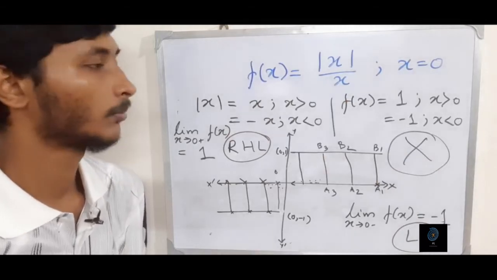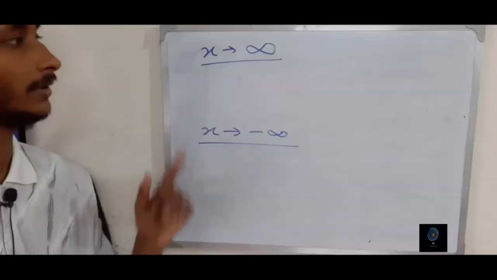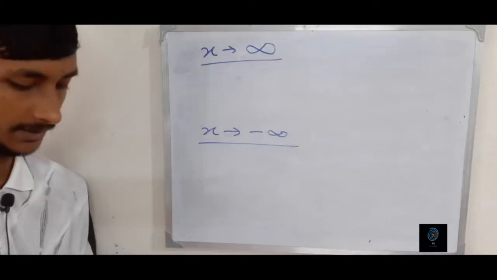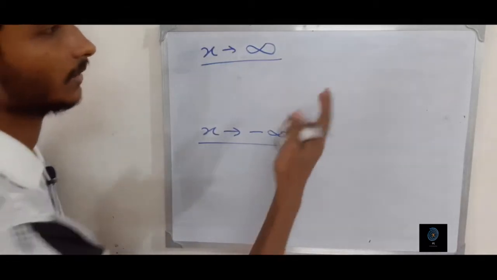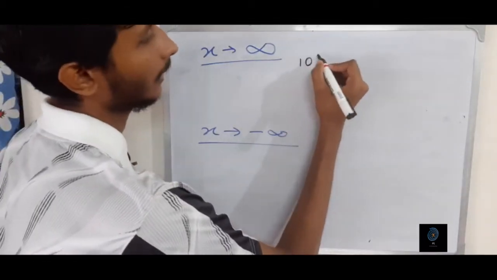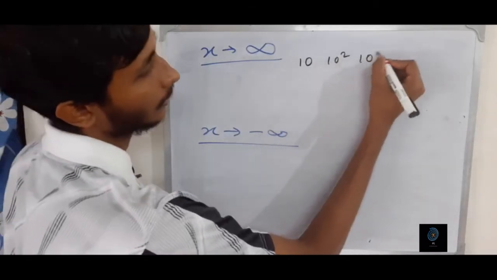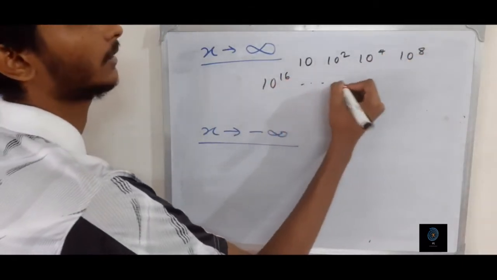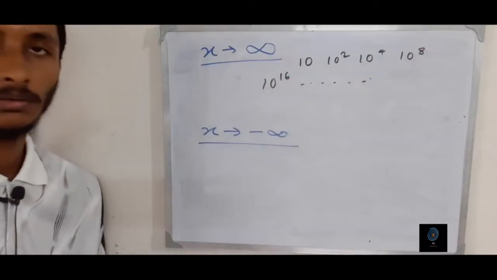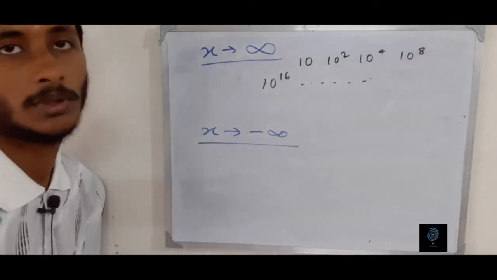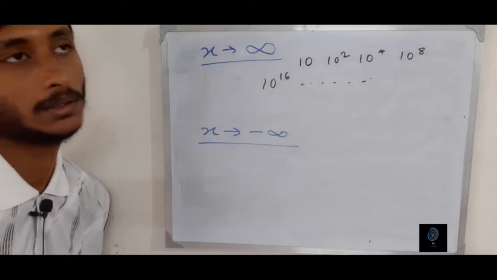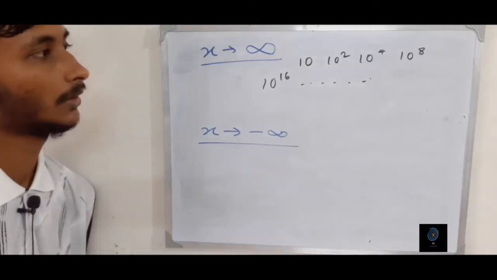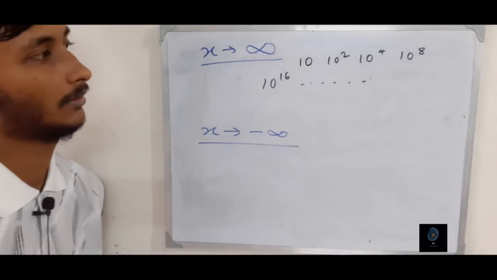Now we will move on to our next concept. In limits, these two are very important notations to know. What do I mean by x tends to infinity and x tends to minus infinity? Suppose x is taking values like 10, 10 square, 10 to the power 4, 10 to the power 8, 10 to the power 16, and increasing like this indefinitely. However large a number we can imagine, x can take a value larger than that. That is, x is increasing indefinitely and we cannot bound x in any way.